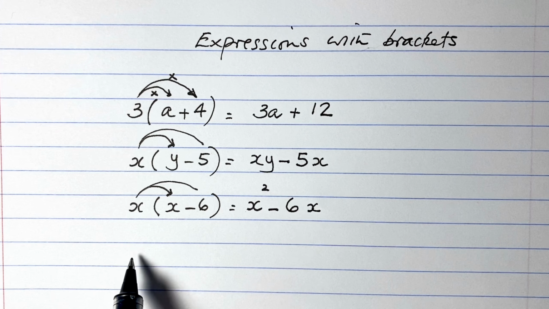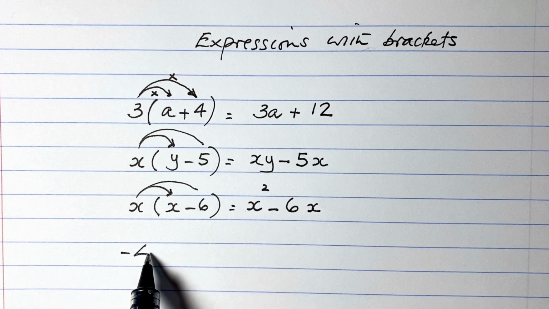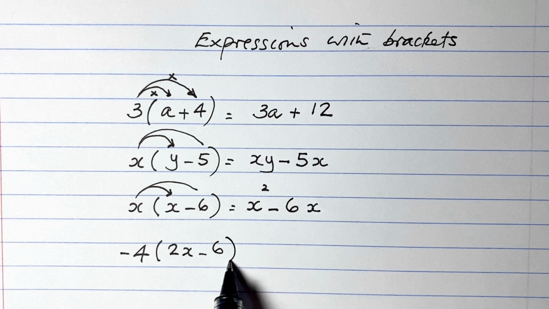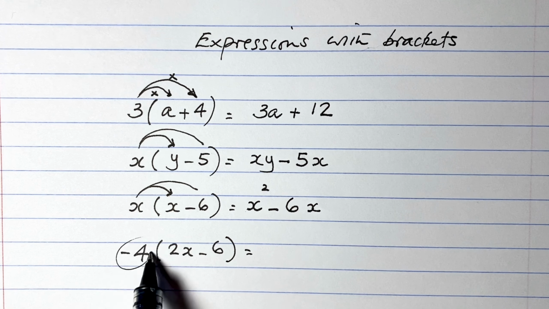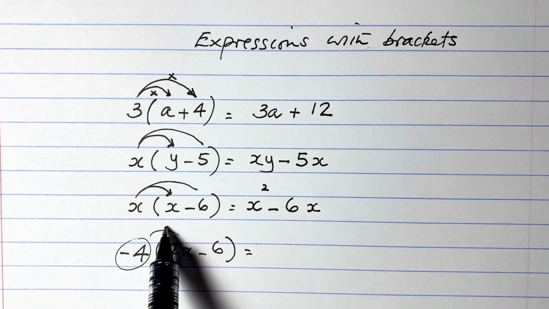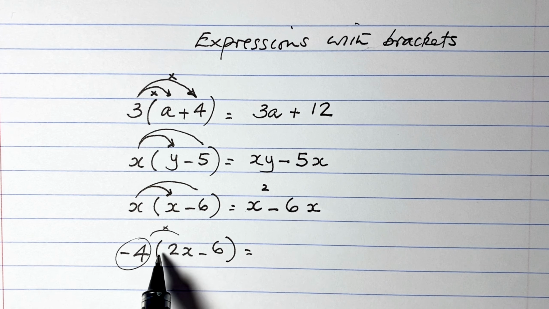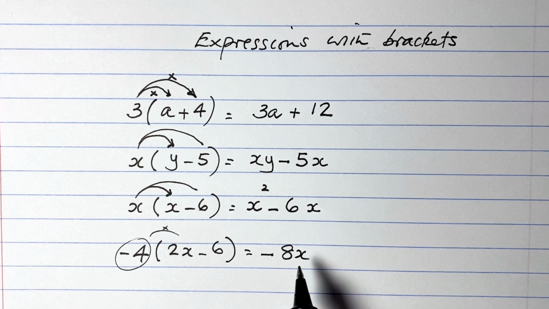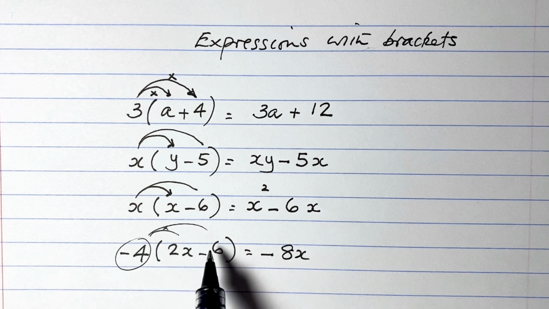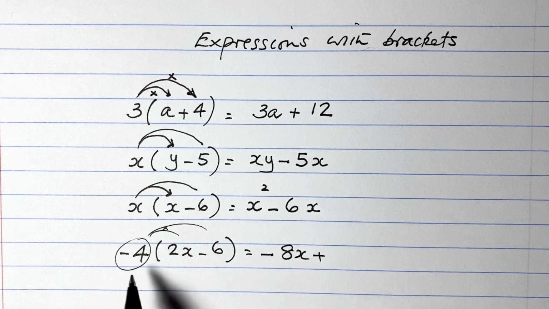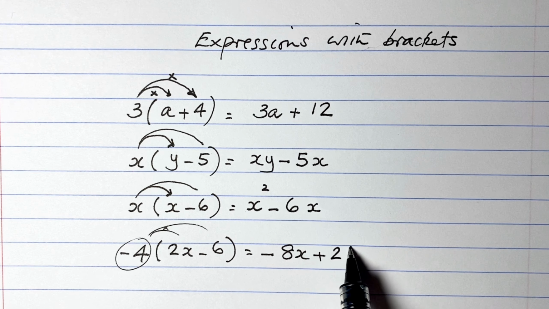Let's have a negative number at the outside of the bracket. Minus 4 inside 2x minus 6. The number outside is minus 4, multiplied by plus 2x. Minus times plus is minus, 4 times 2 is 8x. Minus times minus, or negative times negative, is positive. 4 times 6 is 24.